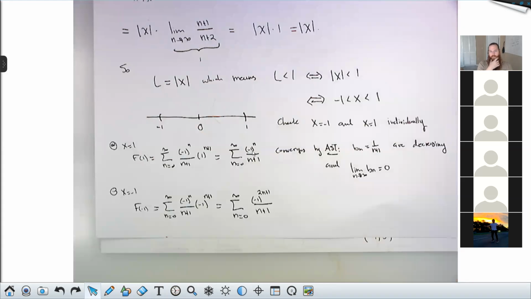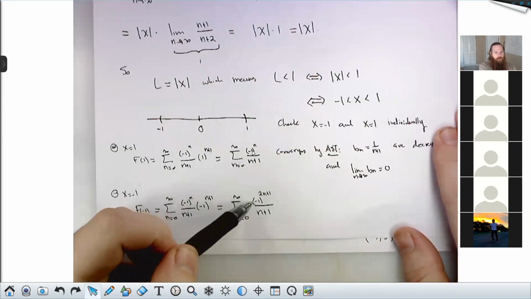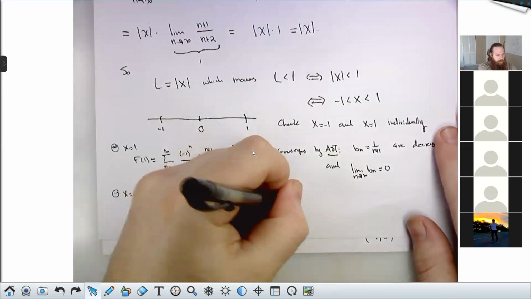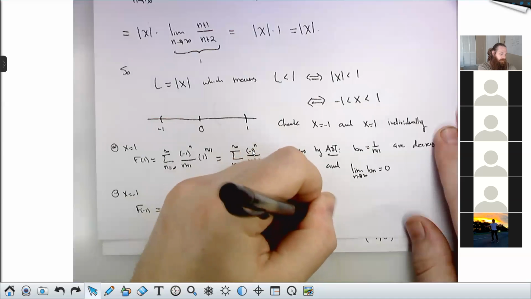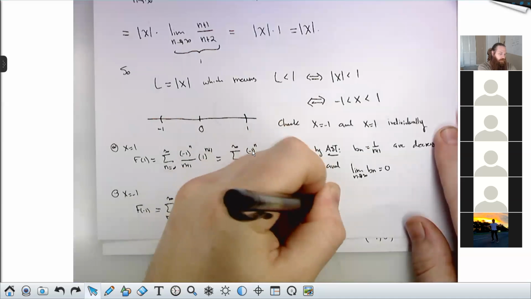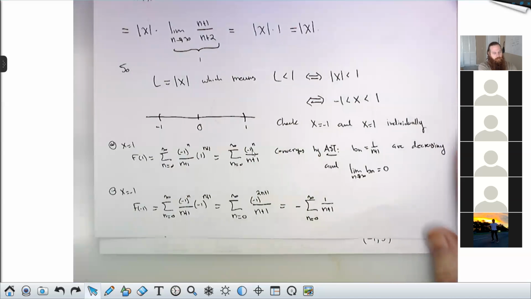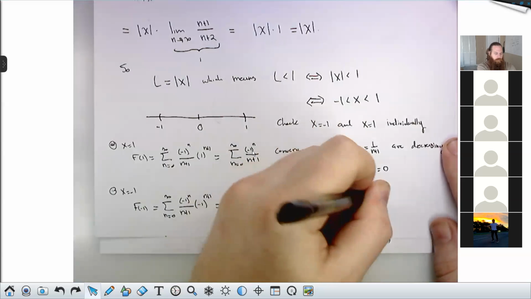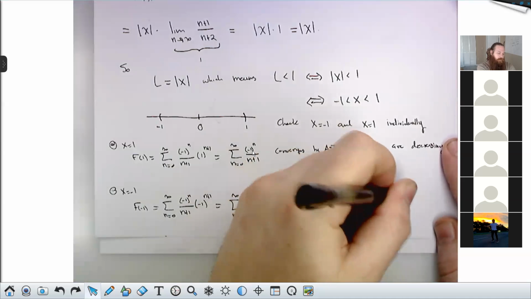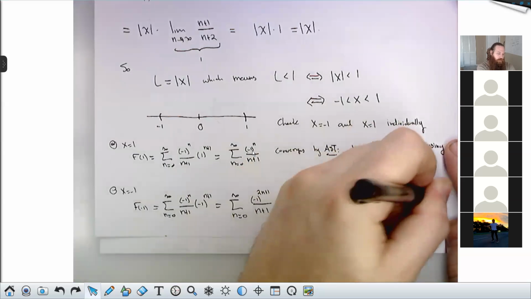And since 2n plus 1 is always odd, -1 to the 2n plus 1 is always -1. So this is just negative sigma n from 0 to infinity 1 over n plus 1. This diverges by a limit comparison with sigma 1 over n.